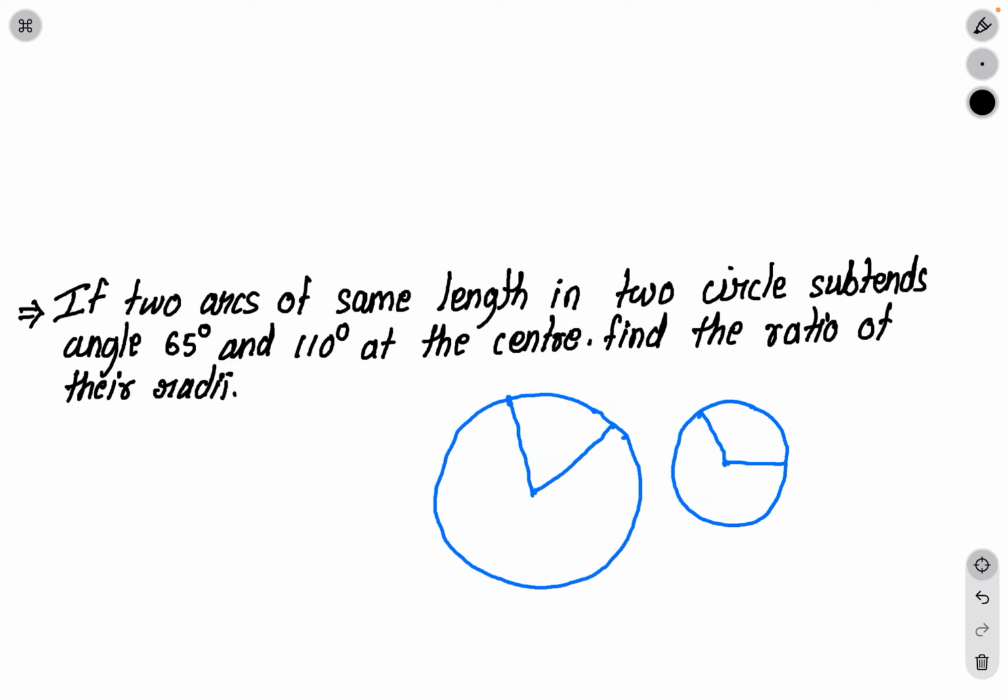If two arcs of same length in two circles subtend angle 65 degree and 110 degree at the center, find the ratio of their radius. If the two arcs are of same length, so consider this as S and this as S. An angle theta that is 65 degree and this angle is 110 degrees and radius will be R1 and this radius will be R2.